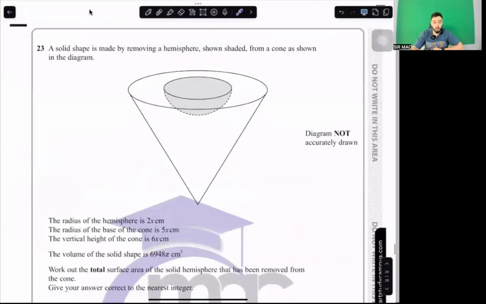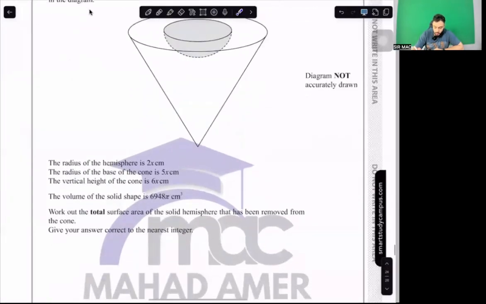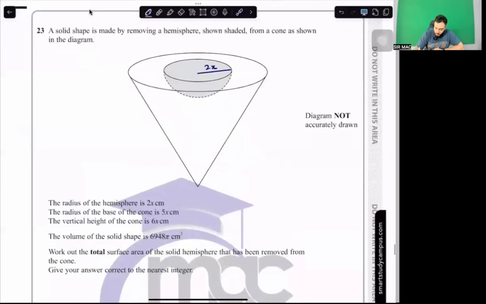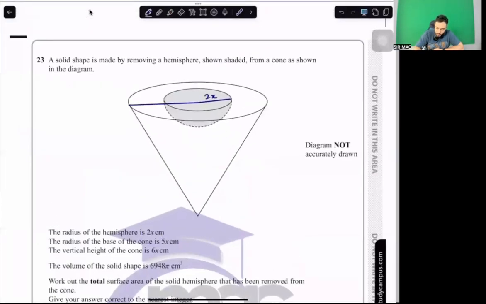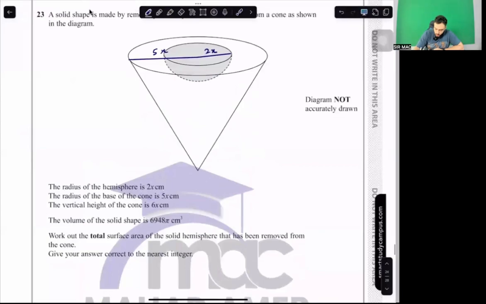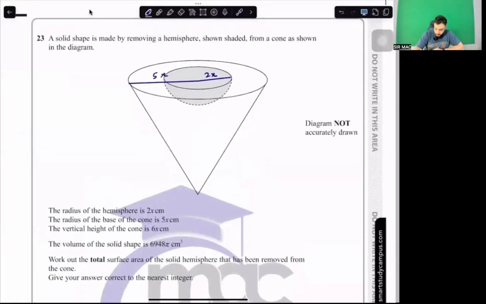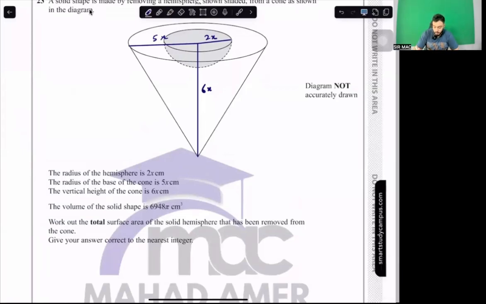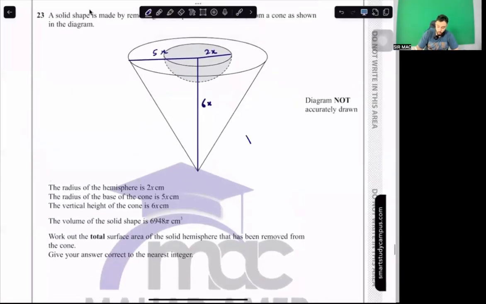Okay, question number 23. This one's again good. A solid shape is made by removing a hemisphere, shown shaded, from the cone as shown in the diagram. The radius of the hemisphere is 2x. The radius of the base of the cone is 5x. The vertical height of the cone is 6x. The volume of the solid shape is 6948 pi.